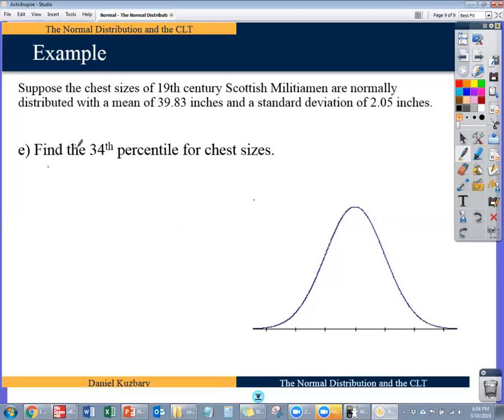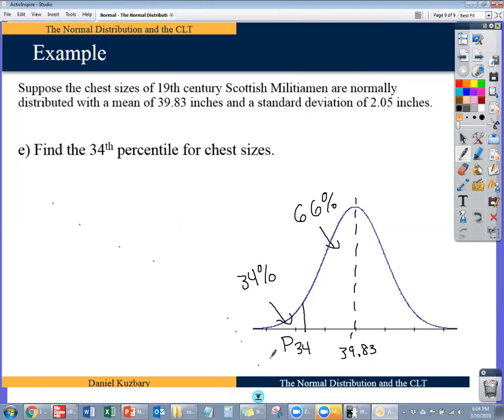So exact same kind of question. We're going to find the 34th percentile. Let me show you what it looks like in the graph first. So I'm going to start by putting it on here. So this is 34. And I'm saying that 34%, this is P34, 34% are less than this line, and the other 66% are greater than this line right here.